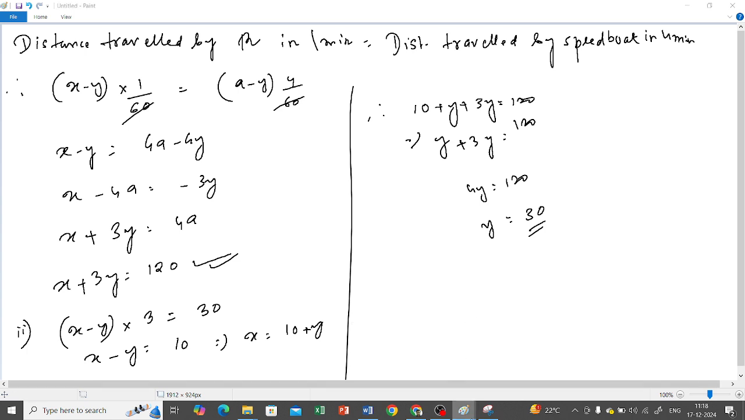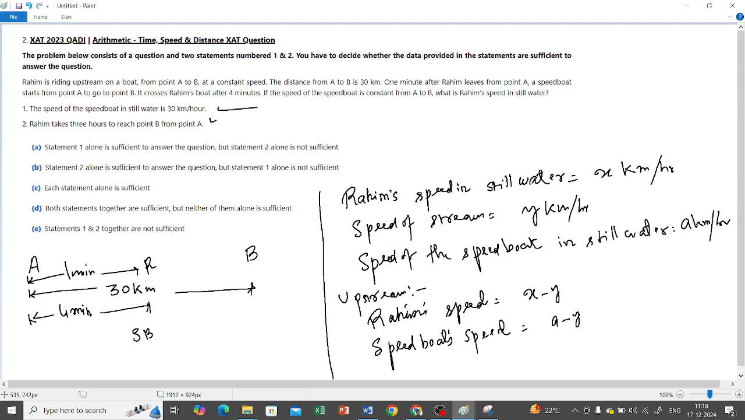So what we see is that both of these statements are important. Option A is not correct: statement 1 alone is sufficient, which is not correct. Statement 2 alone is sufficient, that is also not correct. Either statement alone is sufficient, that is also not correct. Both statements together are sufficient, but neither of them alone is sufficient. So that is the right answer.